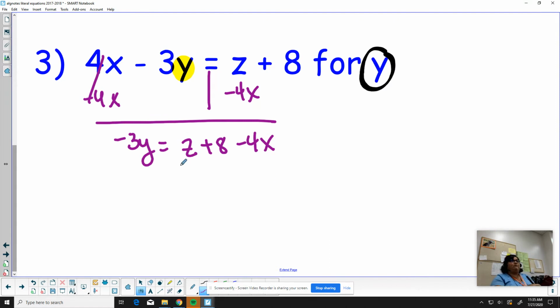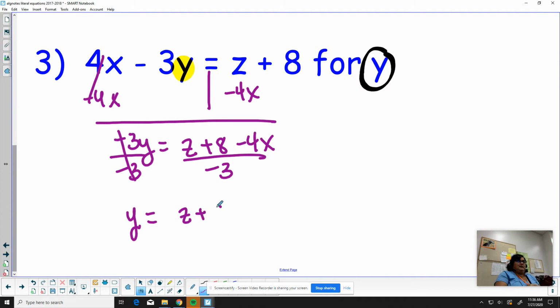And you could put that 4x in the front. I didn't really want to because it's a negative, but it doesn't matter. And then I'm going to divide by negative 3. So the negative 3's cancel and y drops. And this is z plus 8 minus 4x over negative 3.